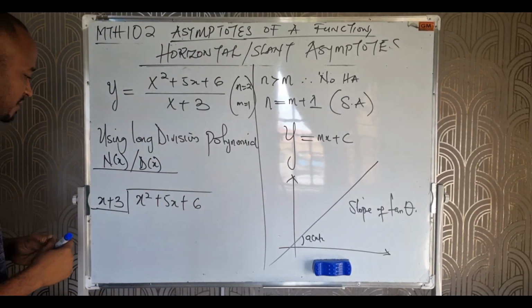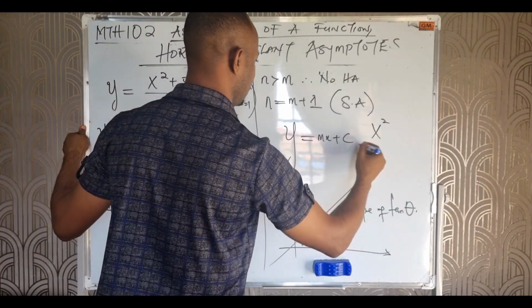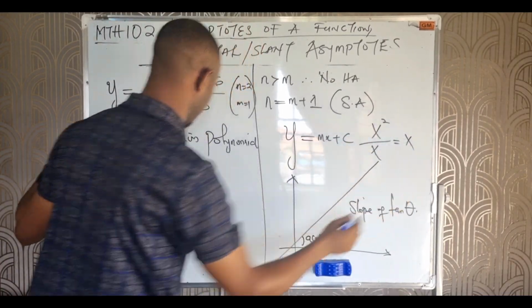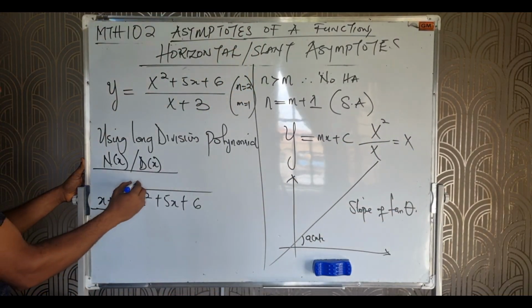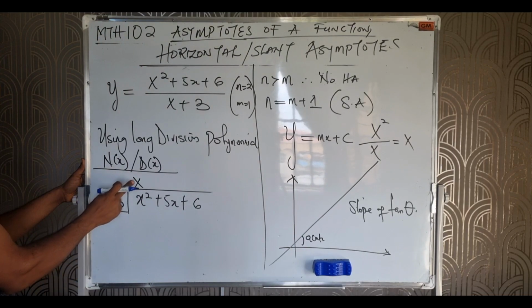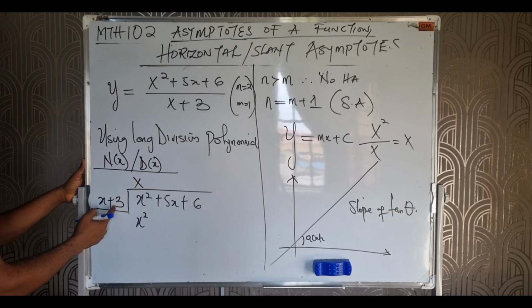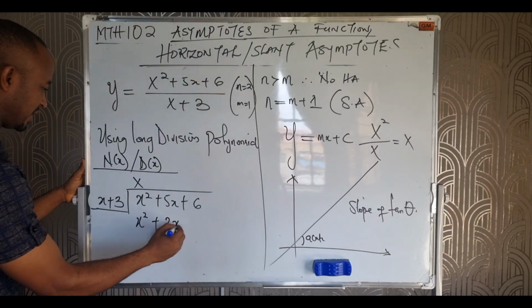Now let's divide and see. So divide x squared by x. When we divide x squared by x, the result will be x, right? After dividing x squared by x, the next step is to multiply this x by x and 3. So x times x will give us x squared. The same, x times 3 will give us plus 3x.